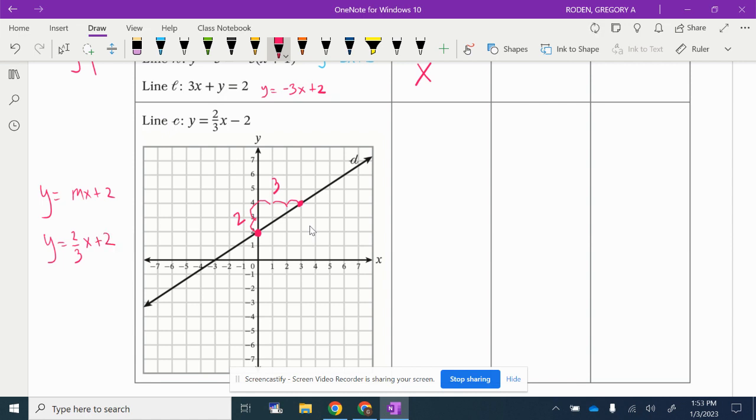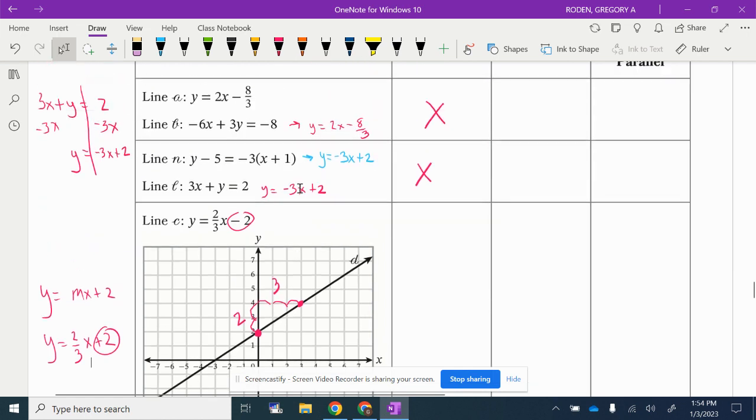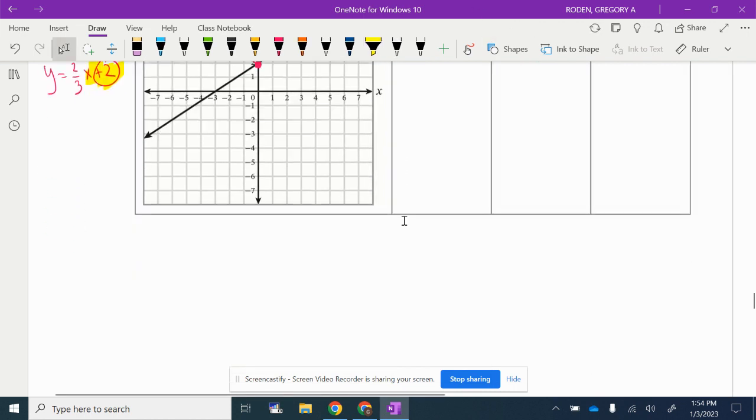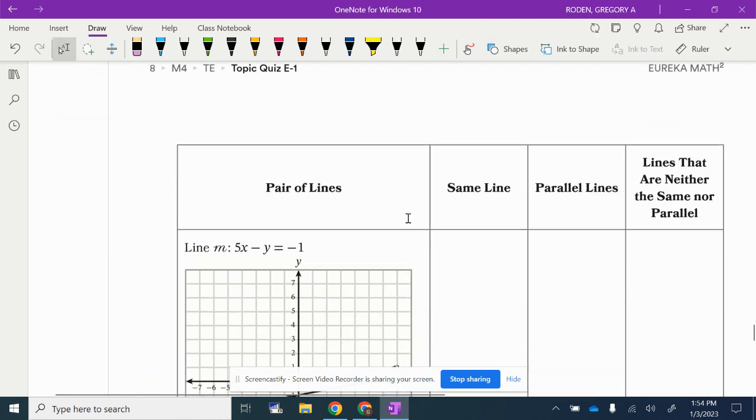And so this one is minus 2, and this one's plus 2, but they have the same slope, so that means they are parallel lines. Same slope, different b. One has a y-intercept of negative 2, and one has a b of positive 2. Okay? Does that make sense? All right, let's keep moving on.